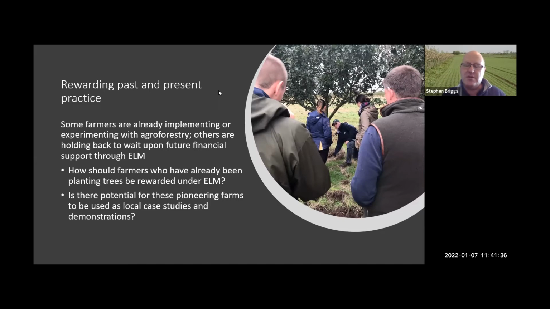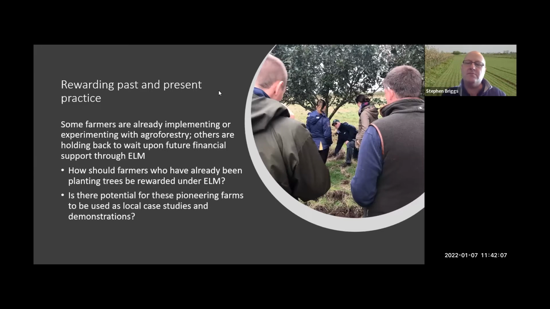So there's two elements here. One is how do we provide that advice, and John's made some really interesting comments here about leveraging existing agroforestry sites for the benefit of those farmers and land managers that are interested in agroforestry. And then secondly, how do we support and reward both people establishing agroforestry and those that are already doing it?